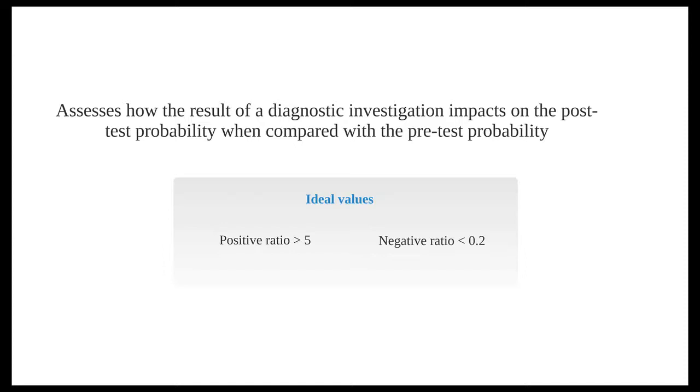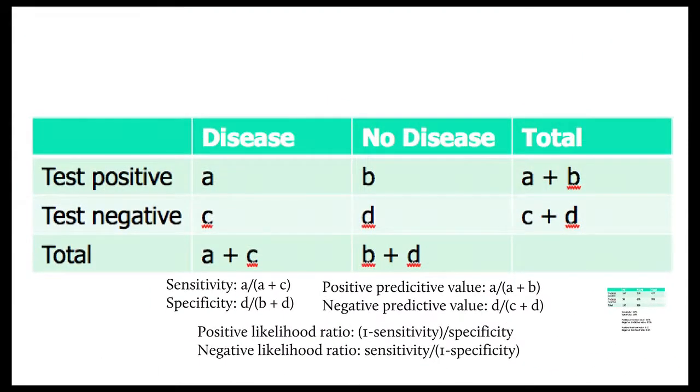And a good diagnostic test, if you're looking for a test which will help you with the diagnosis, will have a positive likelihood ratio of over 5. And a good diagnostic test to try and refute the diagnosis will ideally have a ratio of less than 0.2, or in other words, 1 over 5, a fifth. So if we have a look at our data again, how do you calculate these values? Well, it's very easy. You look at, for the positive ratio, 1 minus the sensitivity over the specificity, and for the negative ratio, the sensitivity over 1 minus the specificity.